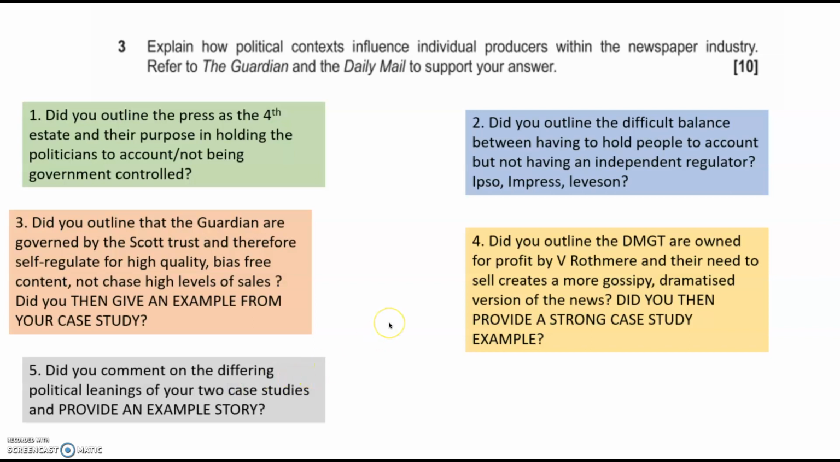Okay, and lastly, again, if we're talking about political context, you should have commented on the different political leanings of the 2 papers. The Guardian, of course, being very left-wing and liberal, and again, some of you got that wrong, and as soon as you make that mistake, it's very difficult to come back from in terms of your essay, so you have to have this information. And the Daily Mail being very right-wing, very pro-conservative, and again, examples from your case studies to support that idea.